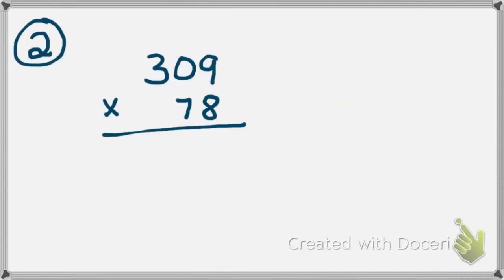Example number 2 takes it to the next level for 2 reasons. First, I have a 3-digit number as my top factor, and second, one of my digits is 0. So let's see how we solve number 2.